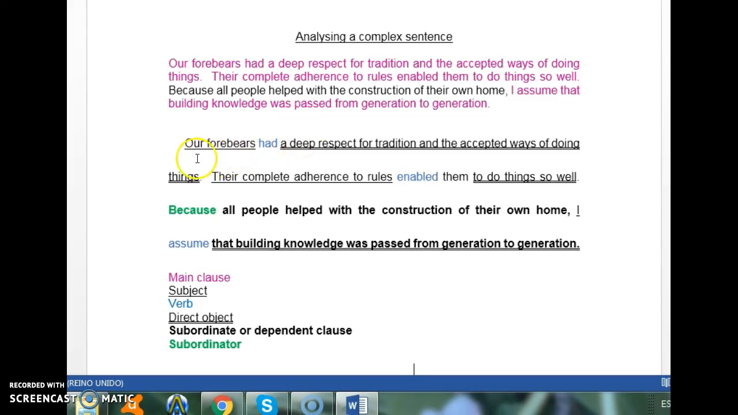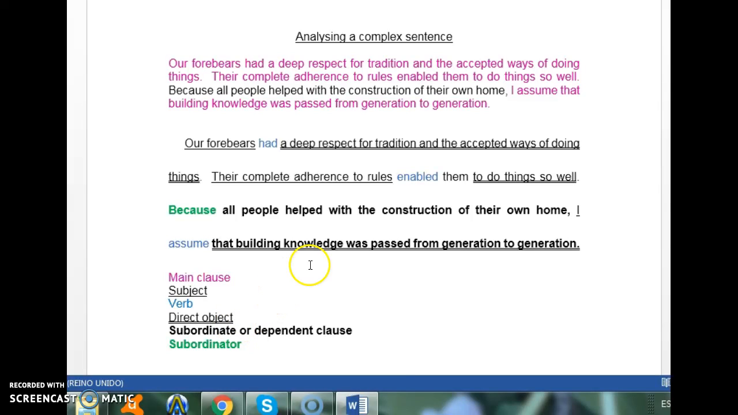Okay, so then you have, our forebears is the subject of this sentence. Yes, here at the bottom I put what the words mean, or the underlining. And so you have, the subject is our forebears. Had is the most important verb in this sentence. And then you have a deep respect for tradition and the accepted ways of doing things. All that is a direct object. Yes?